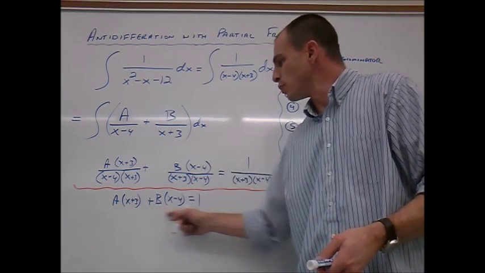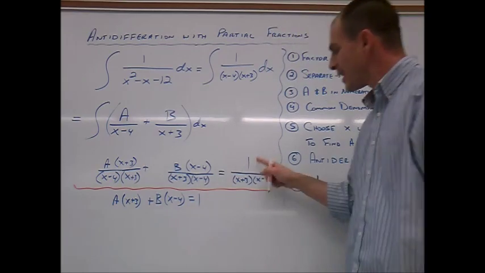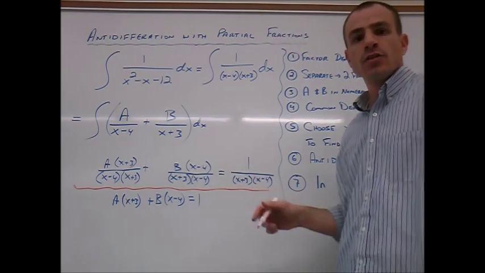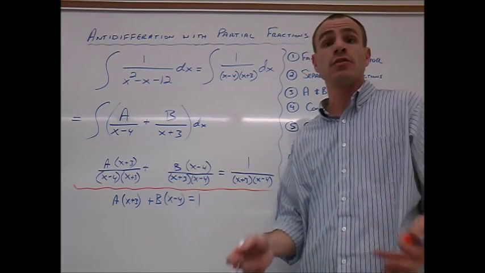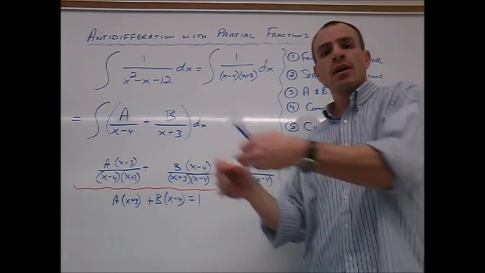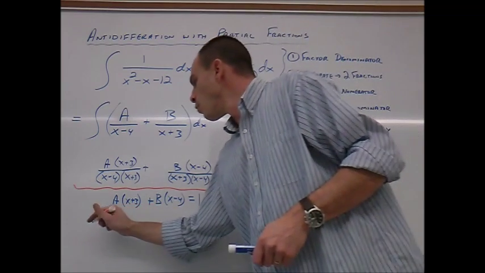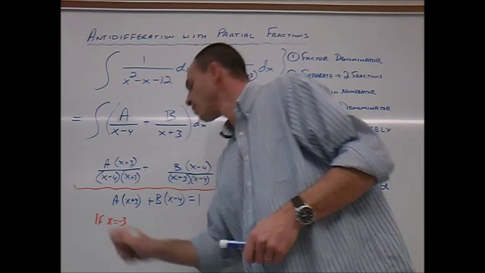Well, this has to be true for any value of x. Okay, because no matter what, we have to get 1. Regardless of what x is, the result has to be 1. So ultimately, we can plug in whatever values of x that we want to. So let's choose wisely. Let's choose two values of x, which are going to cause two of the variables to be annihilated separately. Okay, in other words, what if x was equal to negative 3?